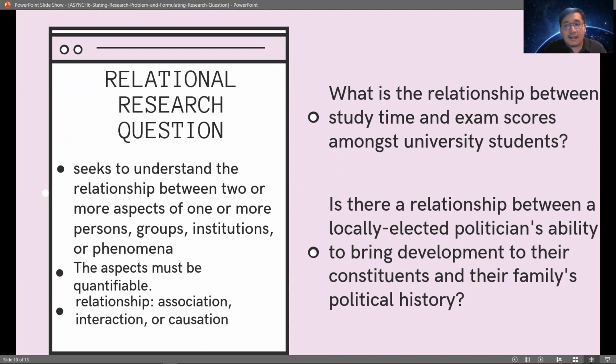So take a look at the questions on the right. Again, we have their sample relational research questions. So when you construct these kinds of questions, it should look something like this.